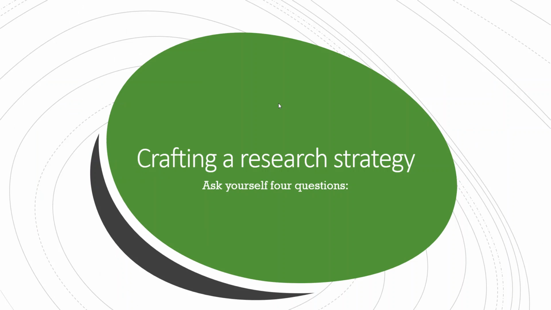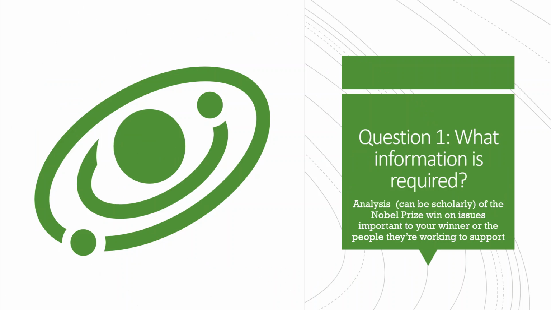So after we've looked at that assignment, next we're going to think about how to craft a research strategy. And to do that, we can ask ourselves 4 questions. First, what information is required? The information that we need to find is analysis of the Nobel Prize win. So that's the kind of information we're going to be looking for in the databases.